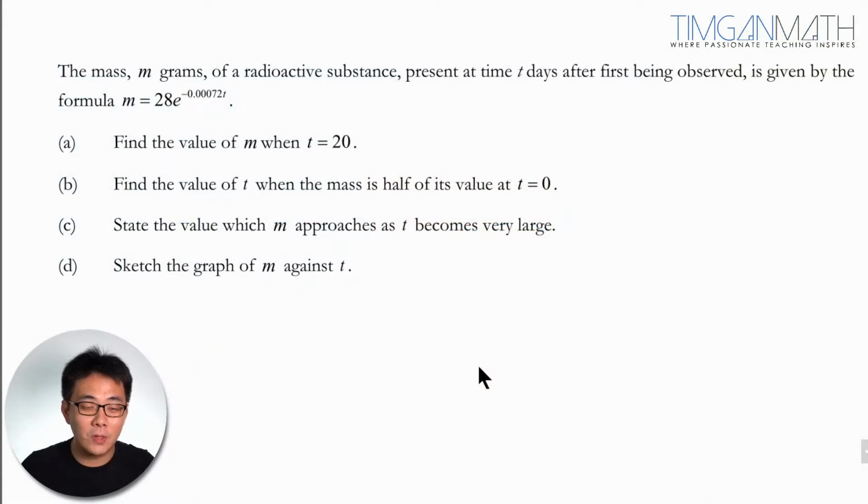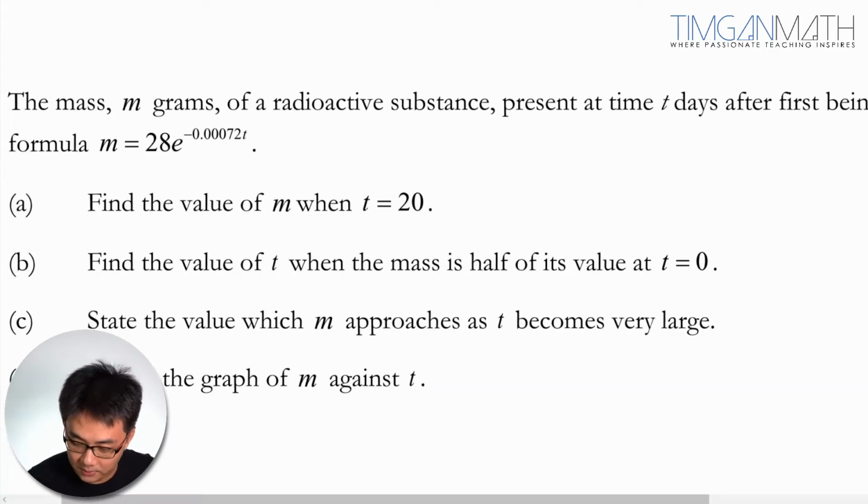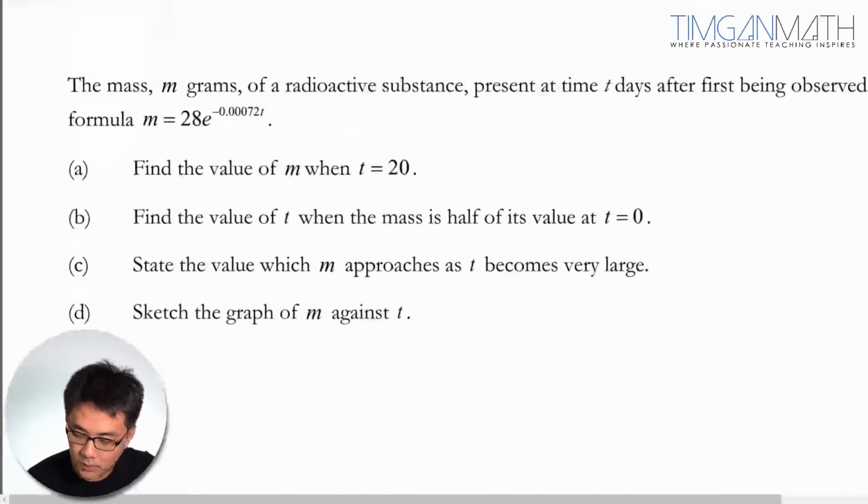Hi students, let's look at this question, which is on how do you apply the exponential equation in a real example. You're given that the mass of m grams of a radioactive substance present at time t days after first being observed is given by this formula. So t is the number of days after. After 20 days, find the value of m.